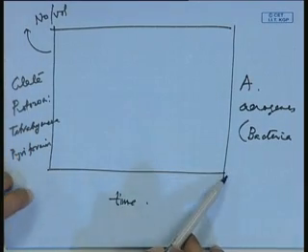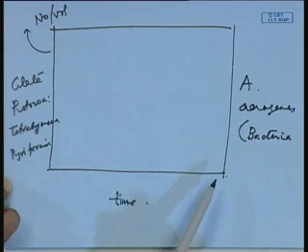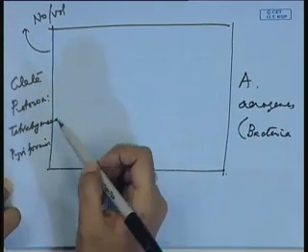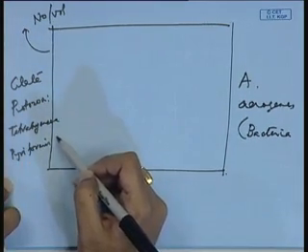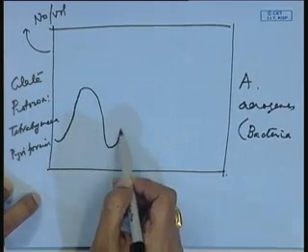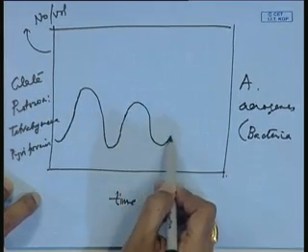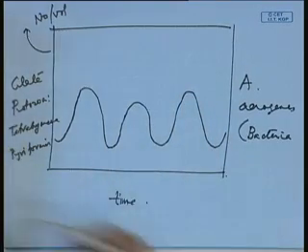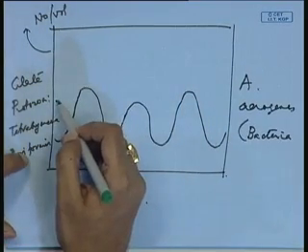So, we are trying to grow both of these together in the same medium, let us say. And if I am to draw the protozoa with black, this is how it looks like. It goes up, down, down and up. If I am to draw the bacteria, this is how it looks like.